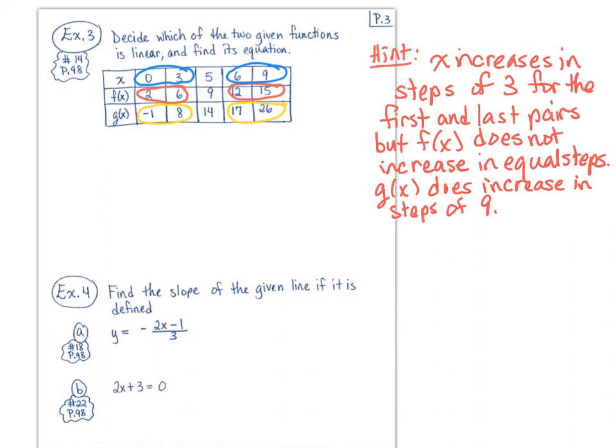So based on this information, we've determined that g of x is linear. Now, using the information that you've learned about how to find the slope and how to find the y-intercept, go ahead and find the equation now for g of x. Okay, you have enough information to find the equation for g of x. Okay, what's g of x?